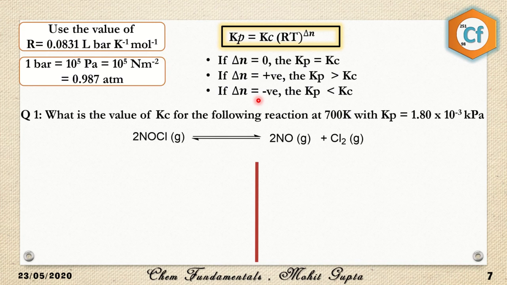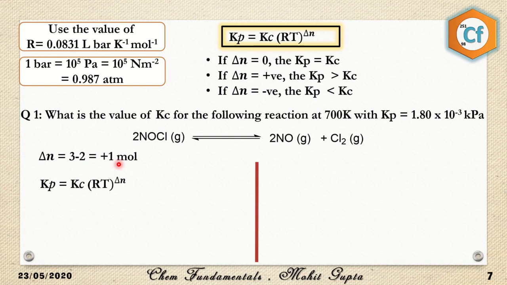So let's discuss one important question. What is the value of Kc for the following reaction at 700 Kelvin with Kp equal to 1.80 into 10 to the power minus 3 kilopascal? The reaction is given: twice NOCl, which is decomposing to give twice NO plus chlorine gas. Now in this case, we have to determine Kc, and we are going to use this formula: Kp is equal to Kc RT raised to power delta N. We have Kp here, we can find out delta N. How? Like this: delta N is equal to 3 minus 2, which is 1 mole. The number of moles in product is 2 plus 1, equal to 3, and on the reactant side we have 2, so delta N is equal to plus 1.